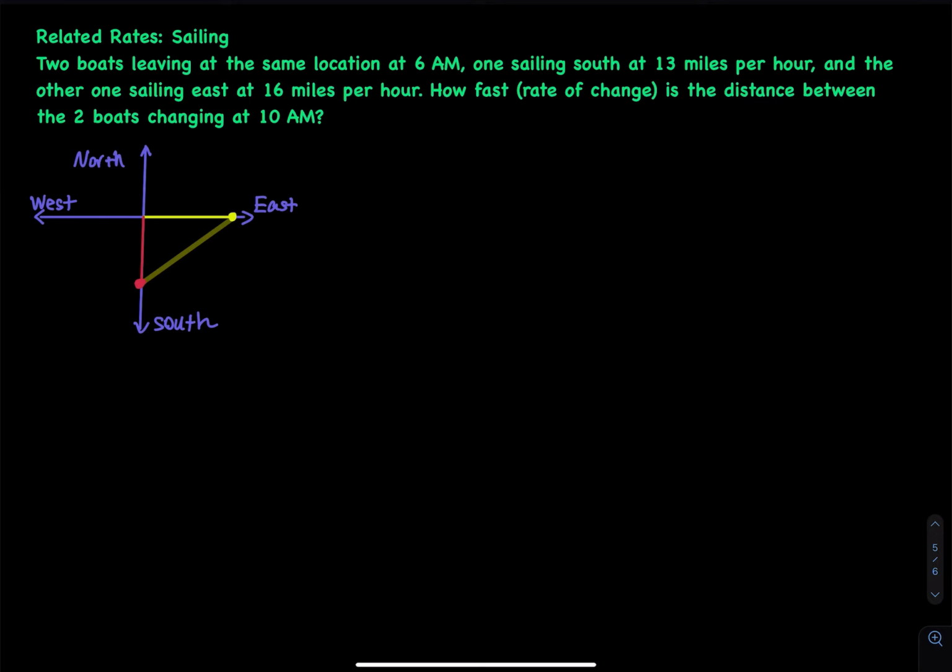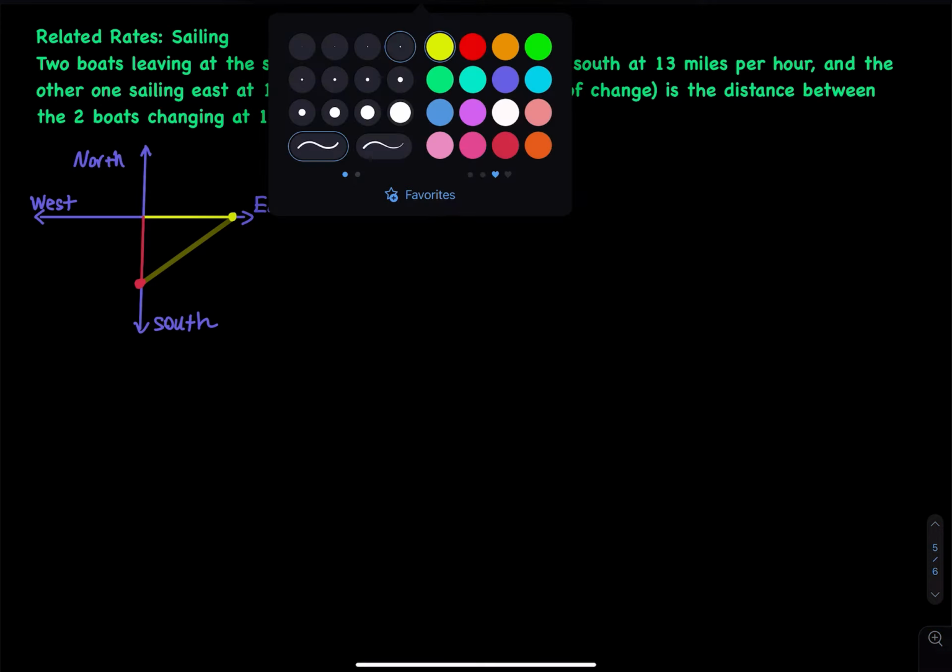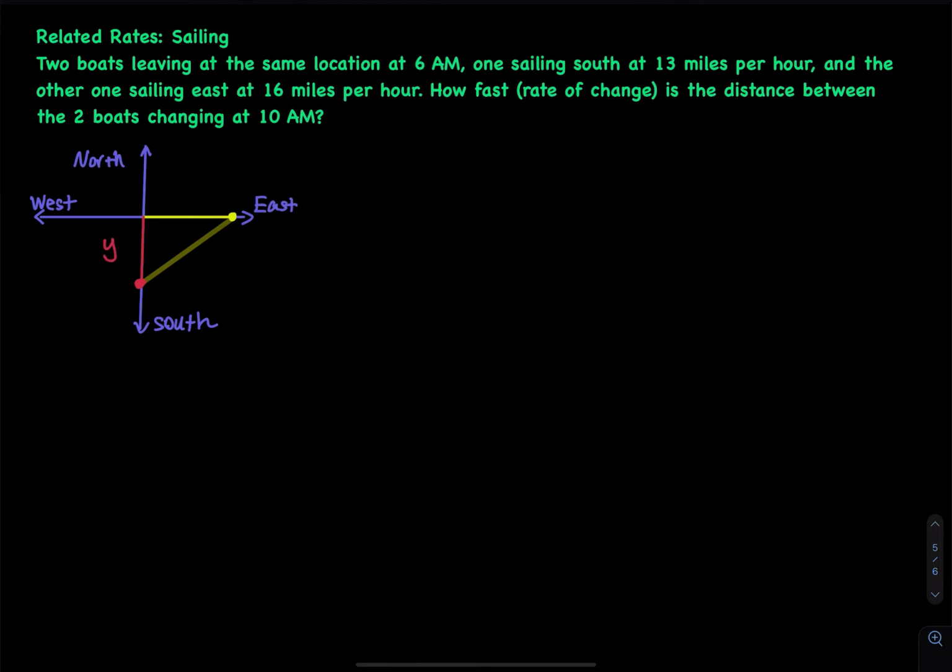Okay, so the first thing when it comes to a related rate problem, you have to draw a picture. So let's write this down. The first thing is you have to draw a picture. So we have a picture, and then we have the west, the east, the north, and south. The first boat is going south at 13 miles per hour. So let's call this y, and then label this y. Do we know the dy/dt? The dy/dt is 13 miles per hour.